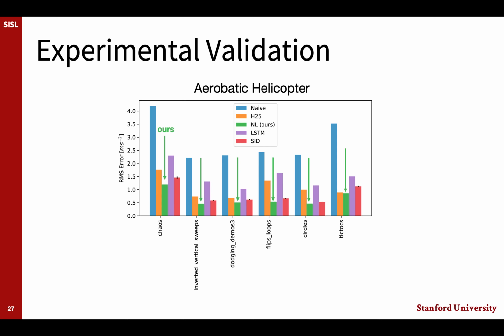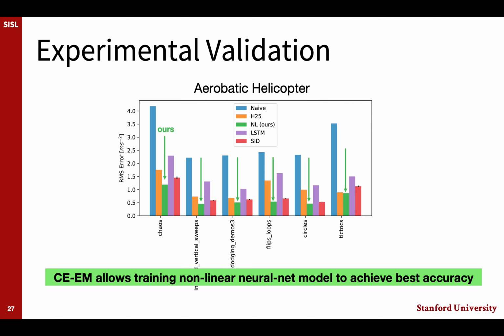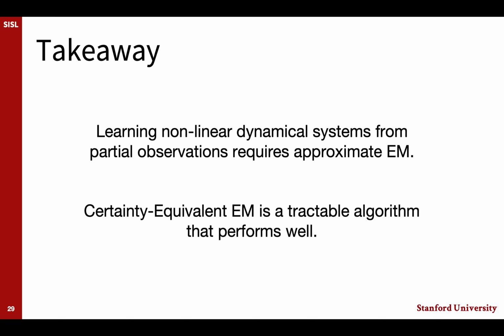So what we find is that when we look at trajectories in our test set, the model that we learned actually has the lowest RMS error across the board. So what we find is that certainty equivalent EM allows the training of a nonlinear neural network model that achieves the best accuracy. The takeaway here is that learning nonlinear dynamical systems from partial observation requires some form of approximate expectation maximization, and that certainty equivalent EM is a tractable algorithm that tends to perform well.